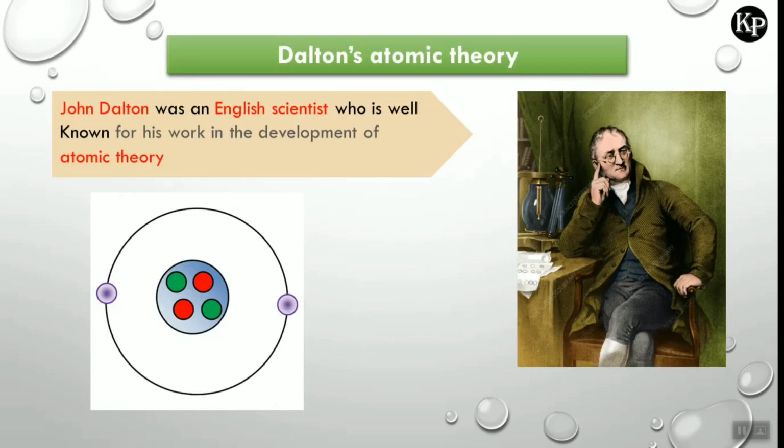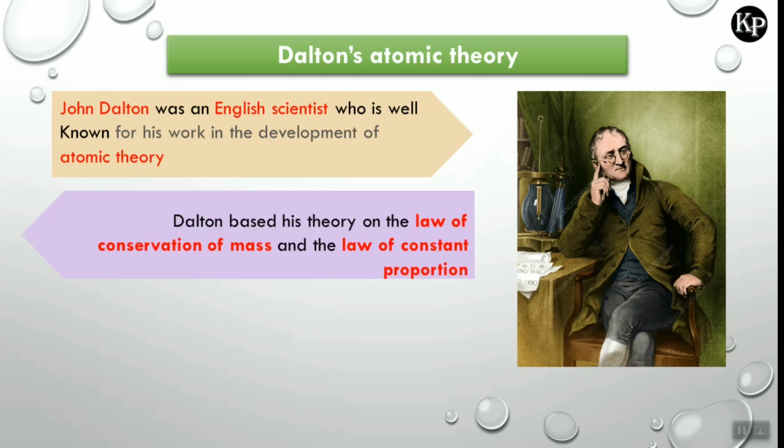Let's start. John Dalton was an English scientist who is well known for his work in the development of atomic theory. Dalton based his theory on the law of conservation of mass and the law of constant proportion. We learned the law of conservation of mass and the law of constant proportion in the previous video. The link is given in the description box, you can watch from there.